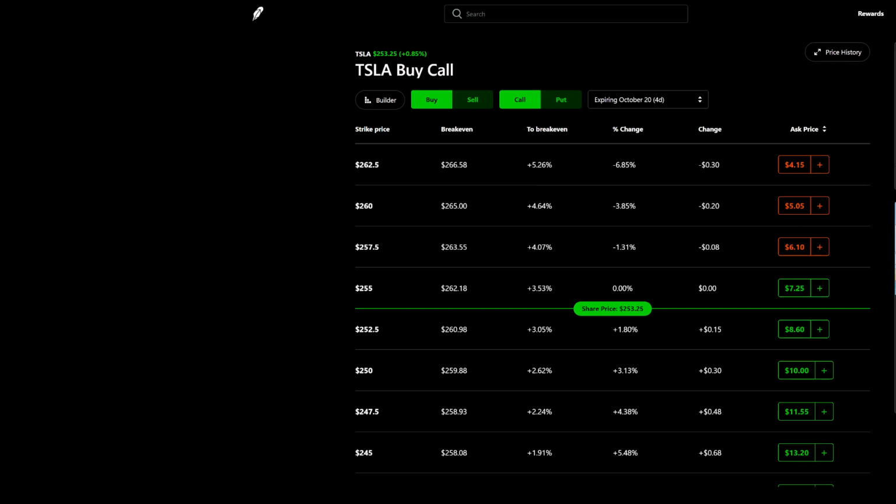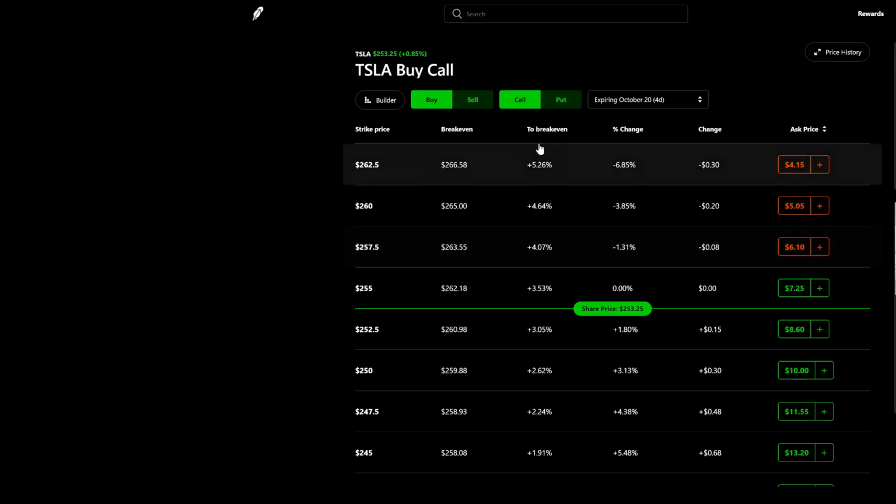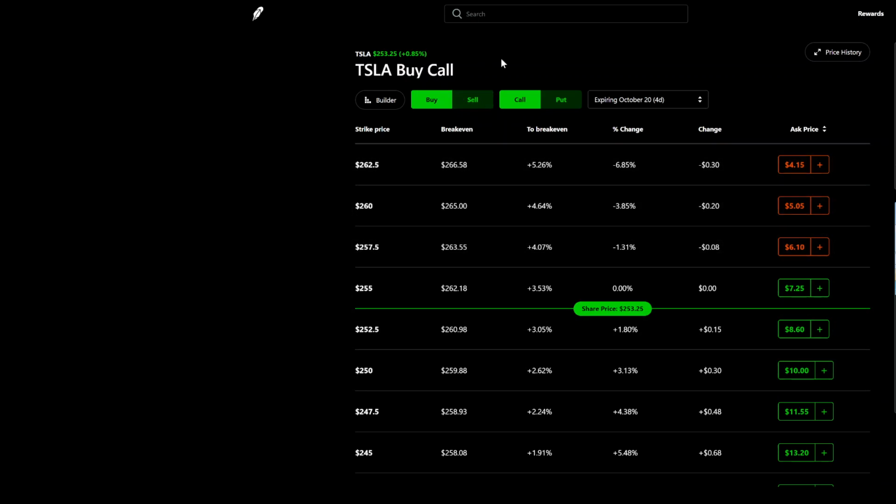So today we're going to look at Robinhood. We're going to look at Tesla. We're going to look at how you would place an options order. So let's jump into it. On the screen, we have the Tesla options buying area, right? And by finding that, you just go into the stock that you're interested in trading options. You click on trade, you click on options, and then you can find this window here.